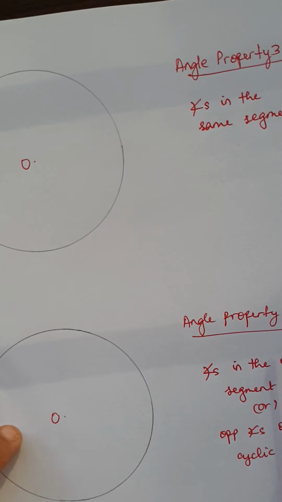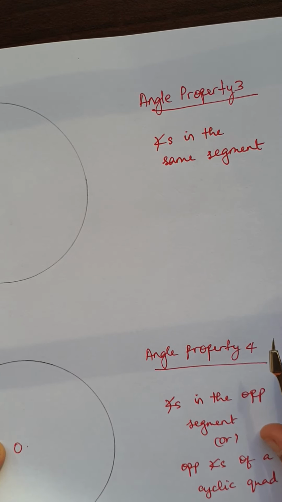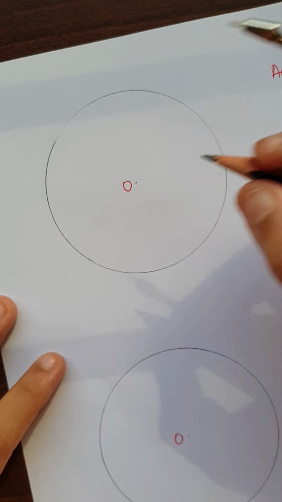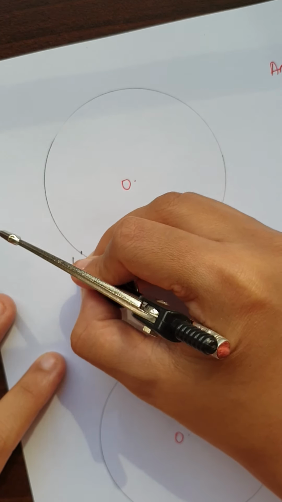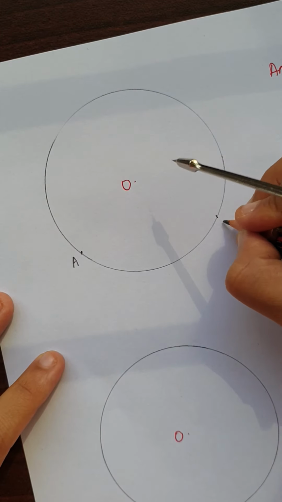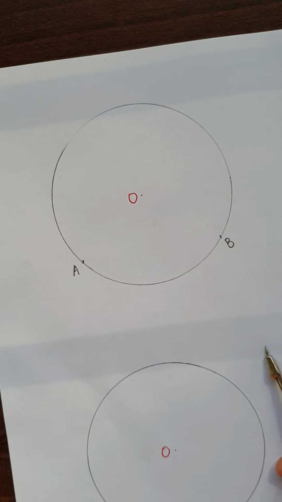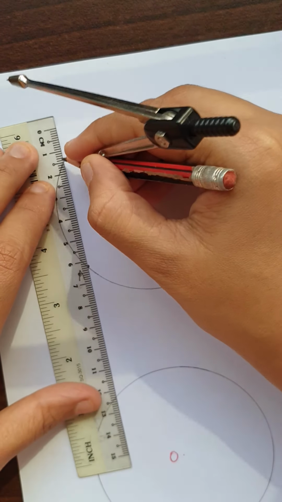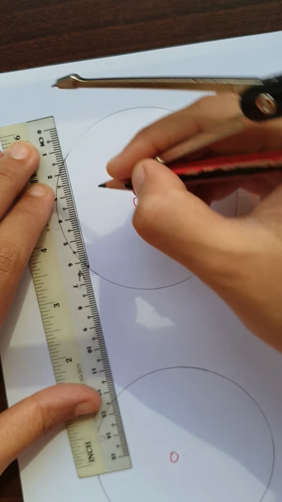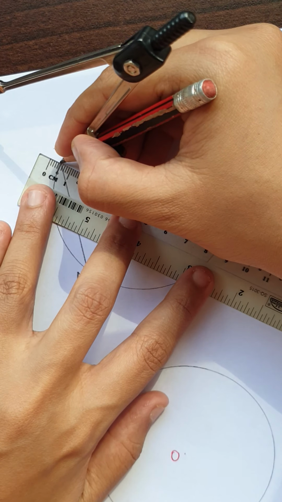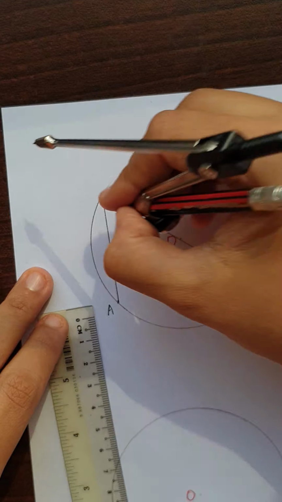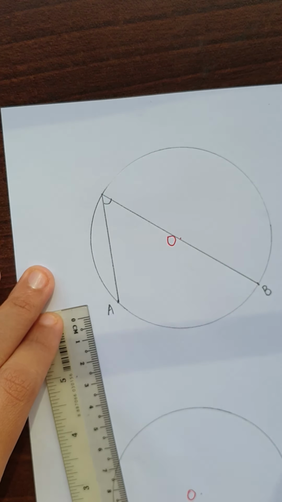Let's move on to the third property, angles in the same segment. I'm going to choose any 2 points on the circle, maybe A here and B here, wherever, it doesn't matter. I'm going to draw a triangle from A to B, and from A and B to this point here in the circle.